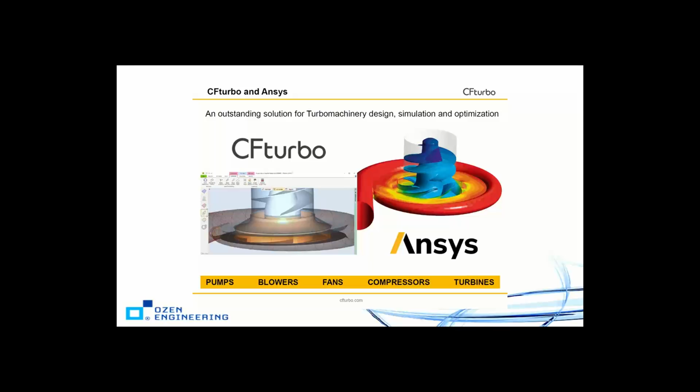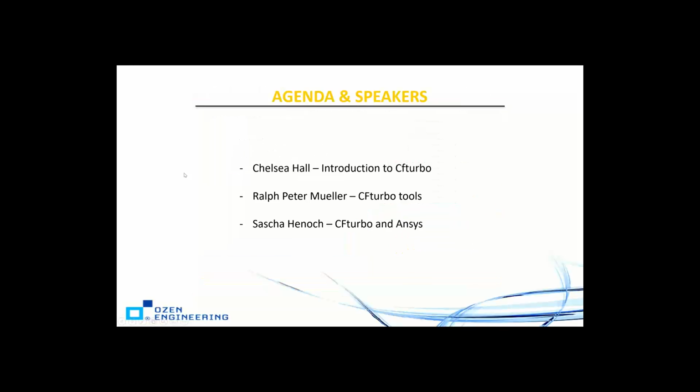CFturbo is an outstanding solution for turbomachinery design, simulation and optimization, anything from pumps, blowers, fans, compressors, and turbines. It's used in the design. Then whatever design we work on, we can bring it into Ansys tools to do CFD, and maybe follow up with fluid structure interaction to do the structural simulations. So we are very excited about the engagement with CFturbo.